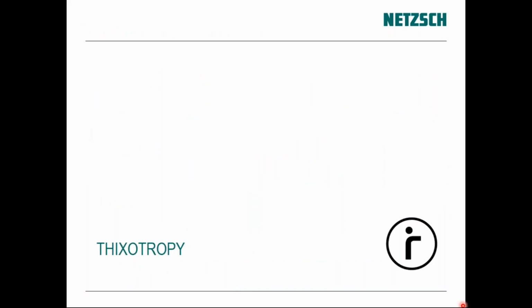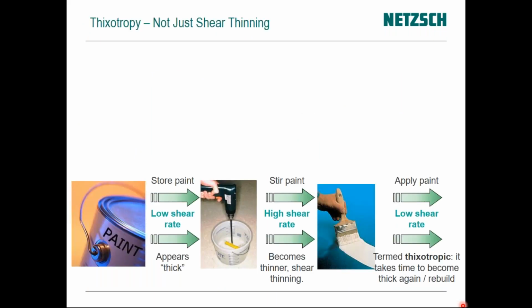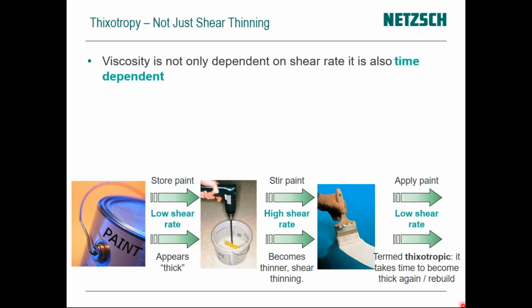Okay, the second test that we might use with rheology in viscometry mode is thixotropy testing. You do this a lot when you want to see the time dependence of a sample. Some materials are not just shear thinning, they are also time dependent. If you have shear thinning behavior, but it takes time to recover after thinning, then you'd call it thixotropic.